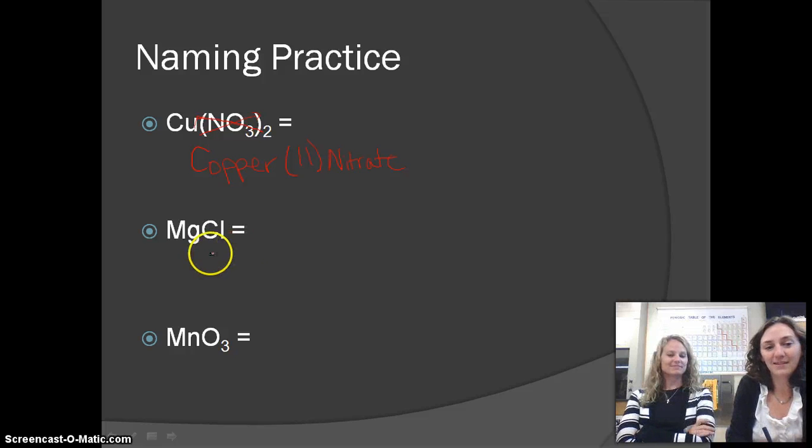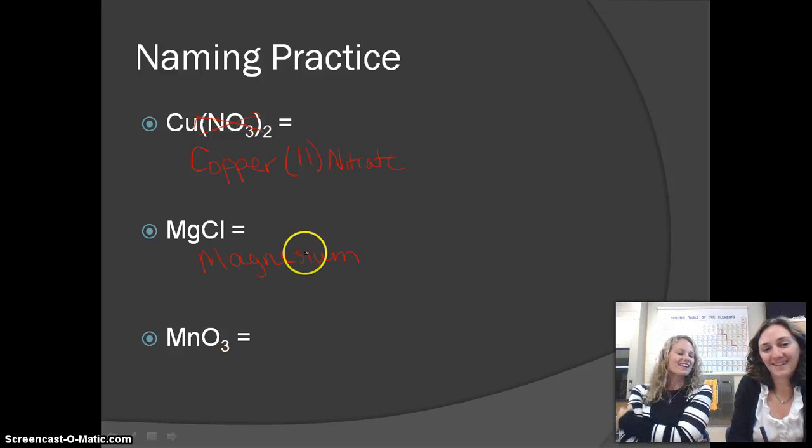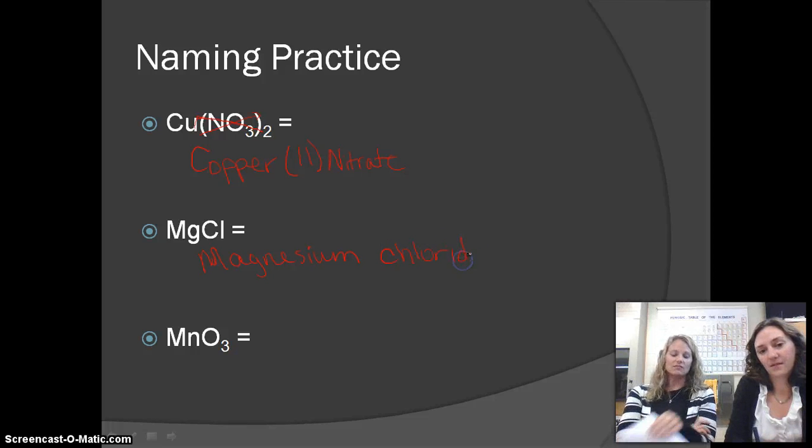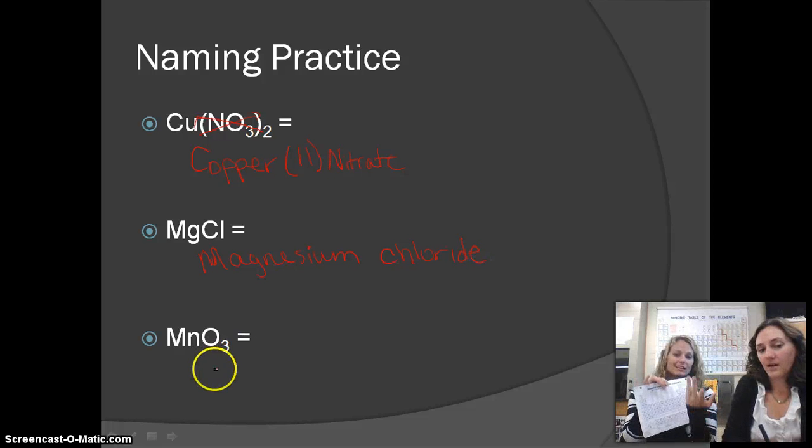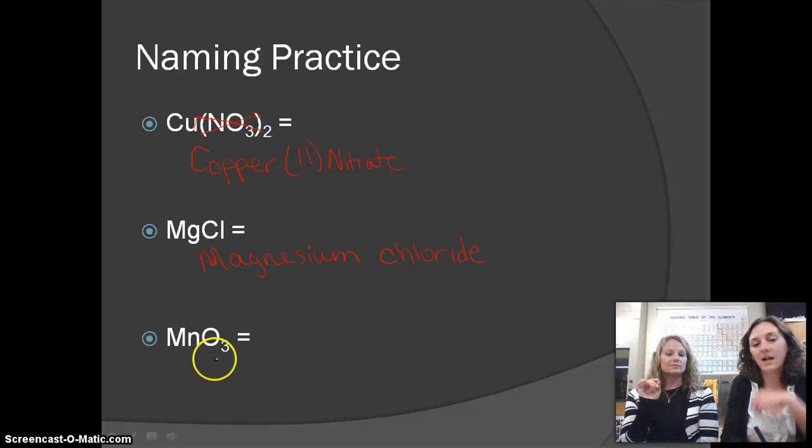Magnesium chloride. Magnesium, that's right, easy. You even said it. Once you know how to do it, it's really hard not to give away the answers. Your first word's always the name off the periodic table, and the second word, if you're pulling it off of the periodic table, ends in IDE and isn't anything off the cheat sheet. So it's not magnesium chlorine, it's magnesium chloride.